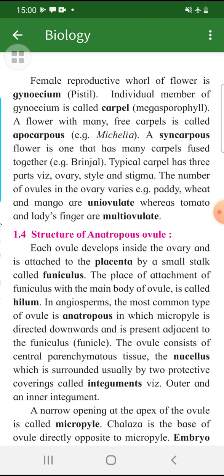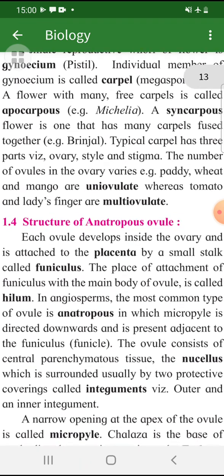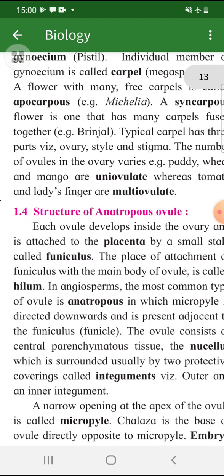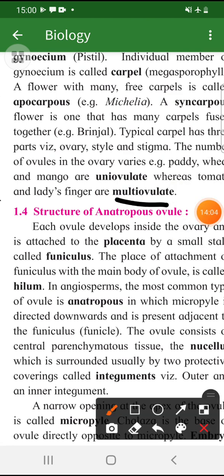Then we have another word which is very common, uni-ovulated. मतलब single ovule वाला structure होता है gynoecium के अंदर. Multi-ovulated जब बहुत सारे ovules होते हैं. Sorry, बहुत सारे what do you call it? Yeah, ovules only. I'm sorry.